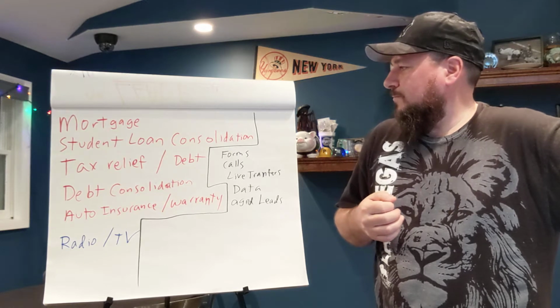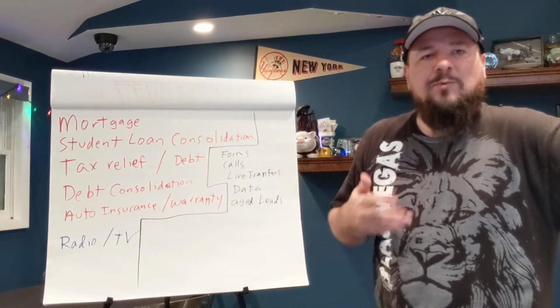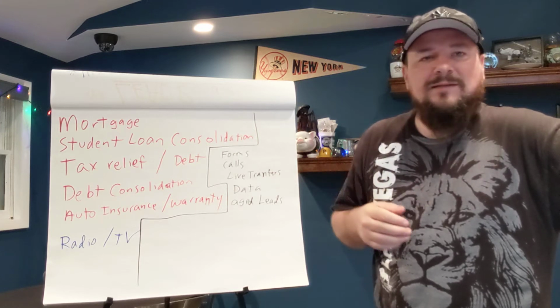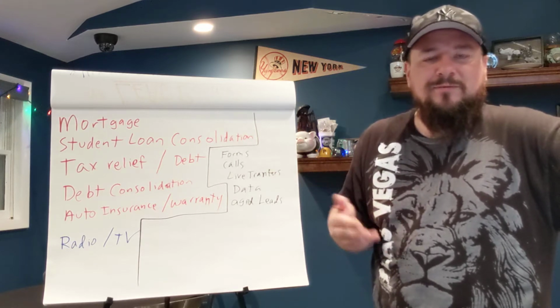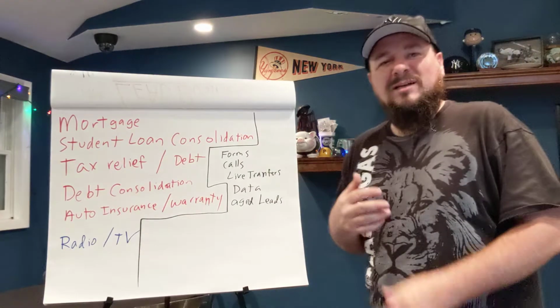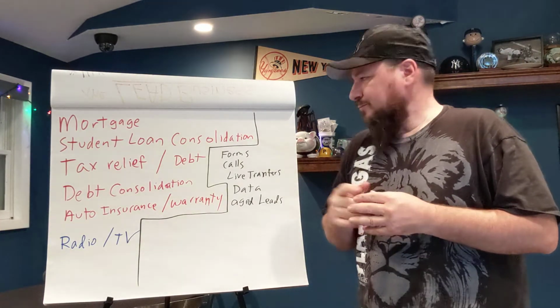Obviously this will be a work in progress. Some may be good today, they suck tomorrow. You just never know, right? It's just one of those things. But I just want to go over some different verticals, kind of give you a little bit of understanding.